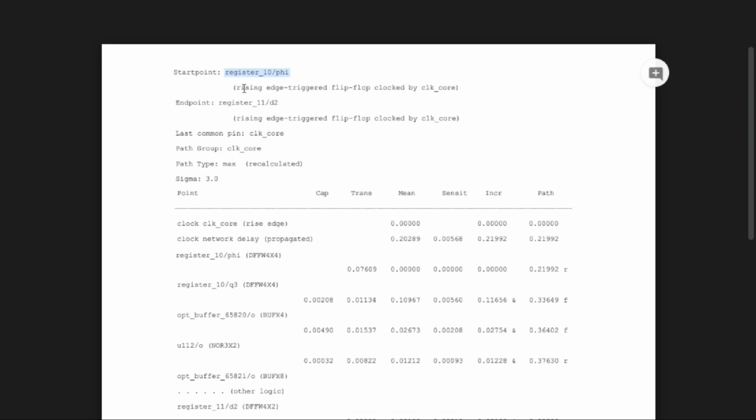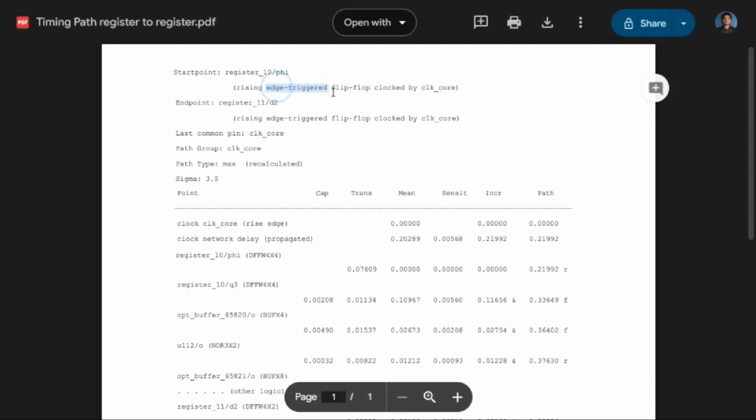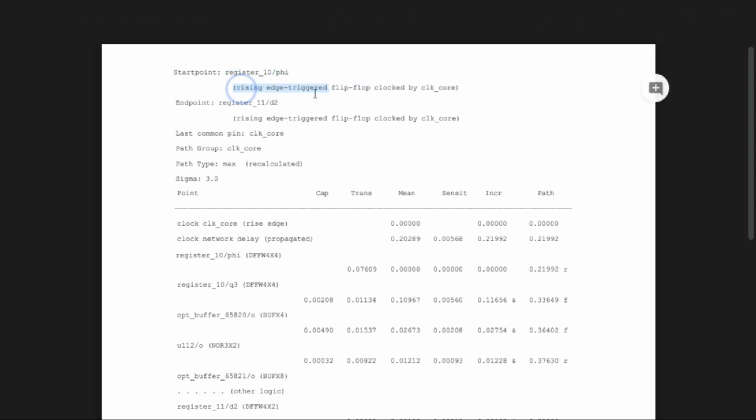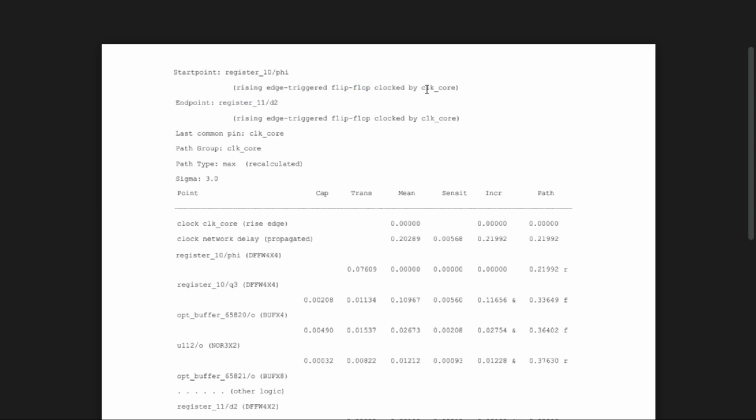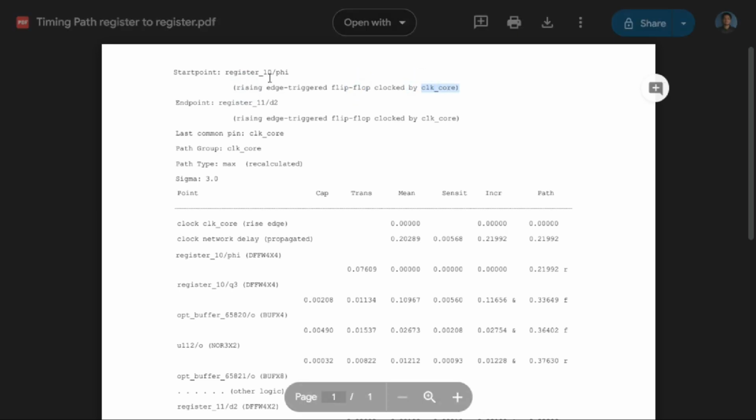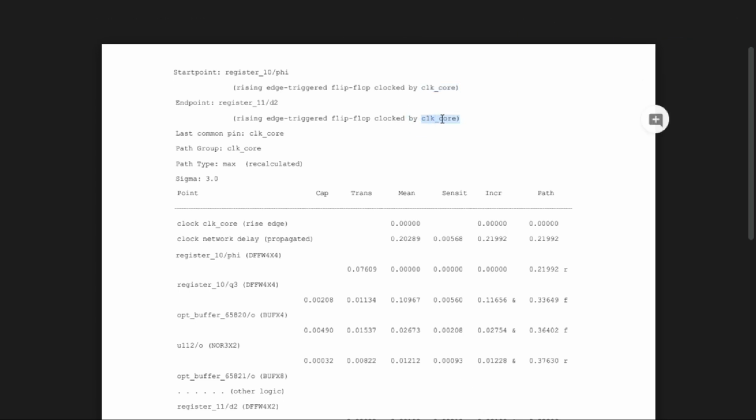Now this is giving some information to us saying that the start point is actually a positive edge triggered flip-flop or rising edge triggered flip-flop, which is clocked by CLK core. This is the clock which is actually clocking this start point. Similarly, the endpoint is also clocked by CLK core, but in this case it is the same clock which is clocking them, but there could be some cases where the clock can be a different one, right? This can be CLK core and this can be something else.